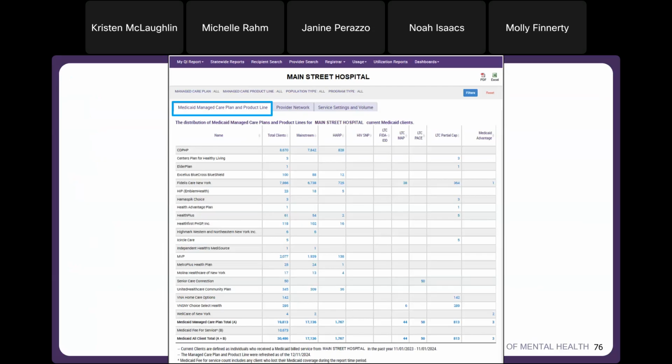Here I can see the breakdown for my hospital, of the people I've been servicing, who has what type of managed care plan, or are they fee for service? Here's the way you can break down those different managed care plans as well as their product lines.